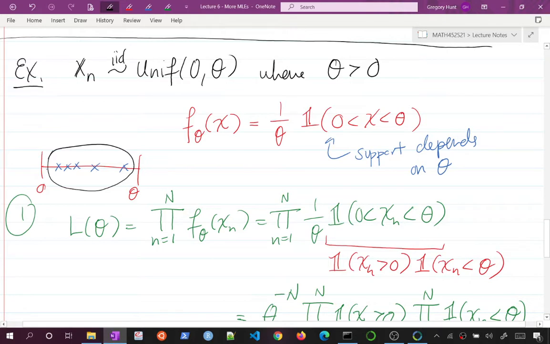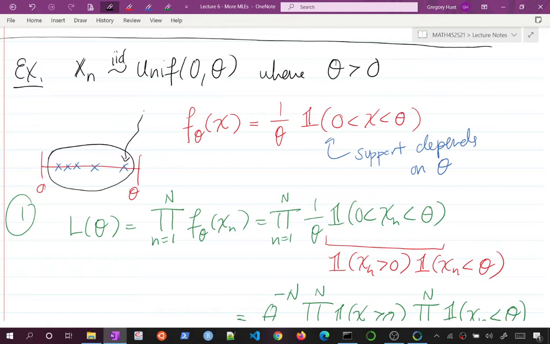What would you estimate theta to be? Well, you certainly wouldn't estimate it to be anything less than the maximum value you obtained, right? We have attained that little blue X there. And so theta better be at least that, right?